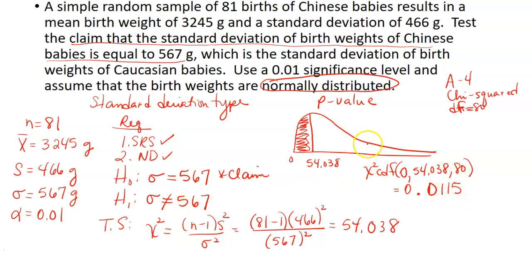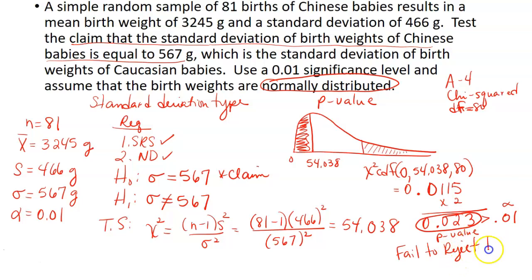Okay, and it's a two-tailed test, so remember we also have an equal area over here. So I need to double this. So when I double it, I get 0.023. And that is going to be greater than the 0.01, which is the alpha. Okay, so this is my p-value that I'm going to compare to my alpha. So the p-value is larger than the alpha, so my conclusion should be that I fail to reject the null hypothesis.